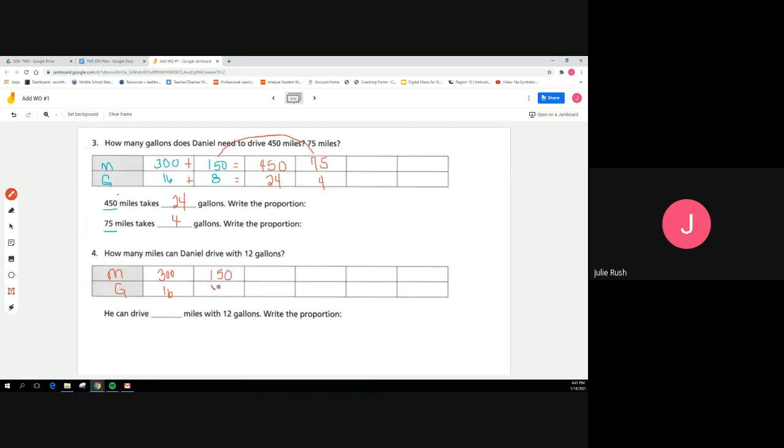Once I have 150 over 8, then I can go to half again, which is 4 and 75. And then if you'll notice, 8 plus 4 gives me 12. So I do the 8 plus 4 equals 12. And then 150 plus 75 equals 225. So he can travel 225 miles on 12 gallons, and then you can write the proportion.